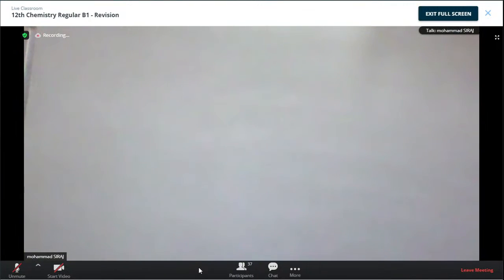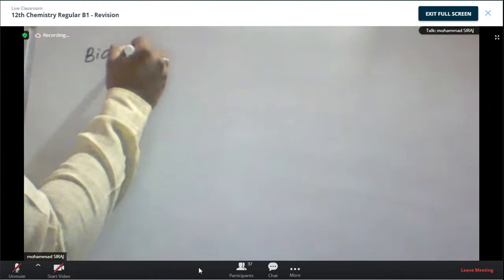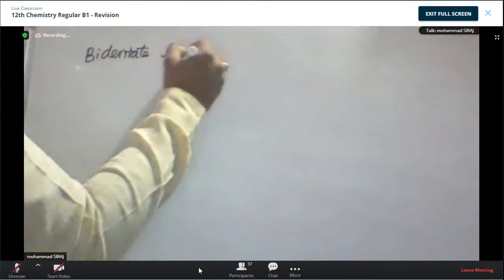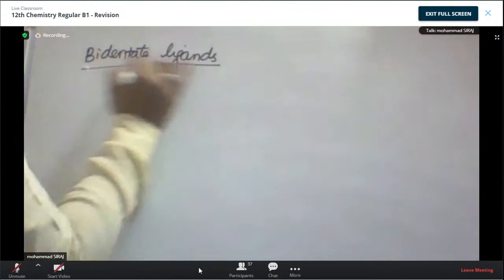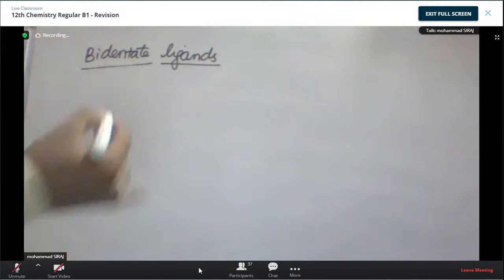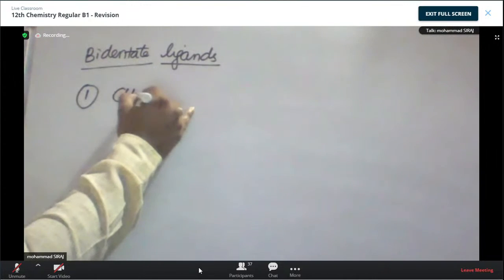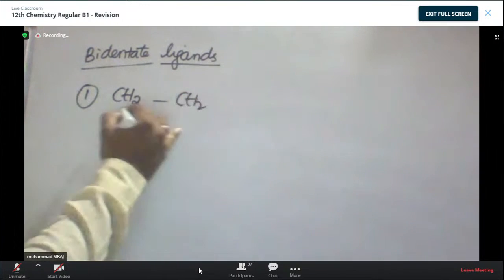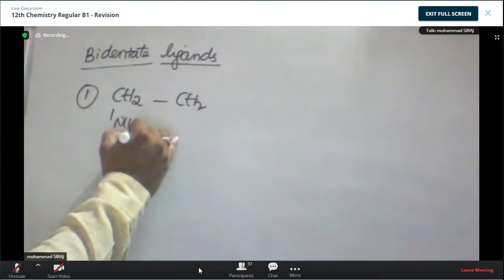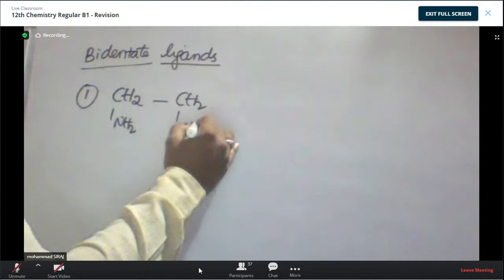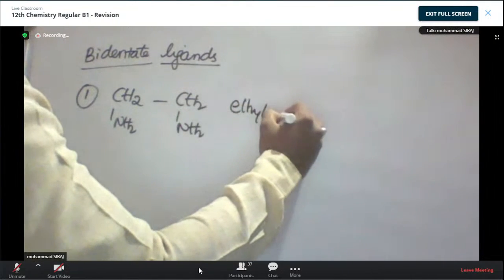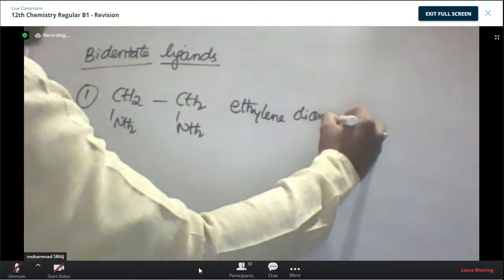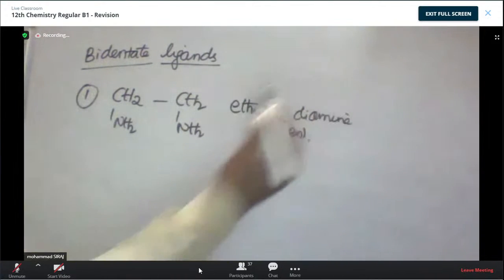Next one is bidentate ligands. In these bidentate ligands, two or three very important ligands are there. First one is this ligand: CH2, NH2, NH2. Very important ligand. The name of this ligand is ethylene diamine ligand. Simply it is written as EN.